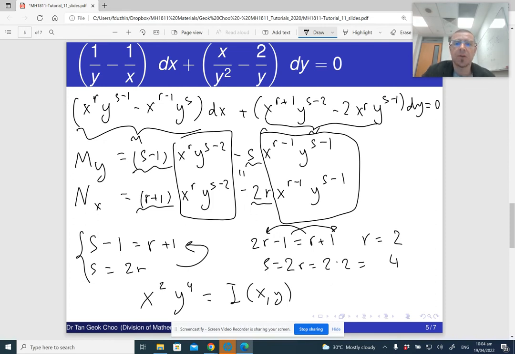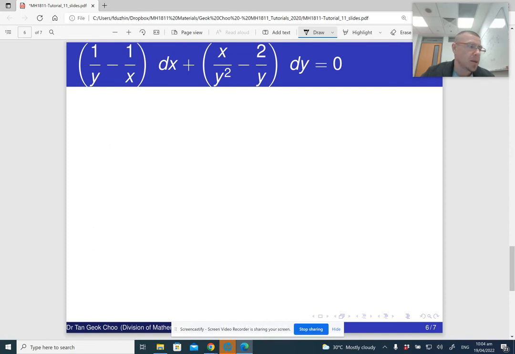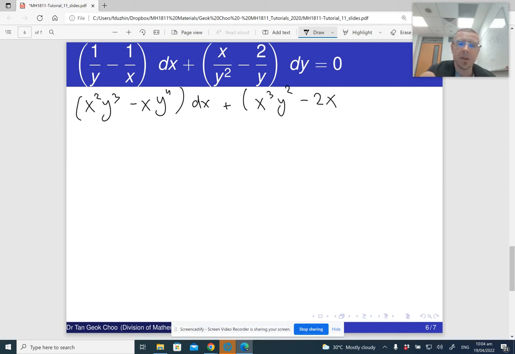So now we've got to solve the differential equation, right? So let me now rewrite the differential equation multiplied by the integrating factor. So multiplying with the integrating factor, we're going to get (x squared y cubed minus x y to the 4) dx plus (x cubed y squared minus 2x squared y cubed) dy. And this differential equation is guaranteed to be exact, right? So which means that there is some potential function, and the coefficient in front of dx is the derivative of this potential function with respect to x, and the coefficient in front of dy is the derivative of this potential function with respect to y.